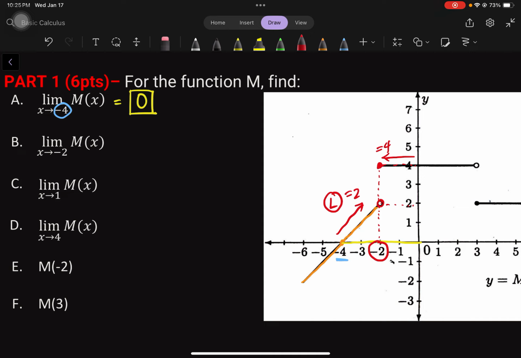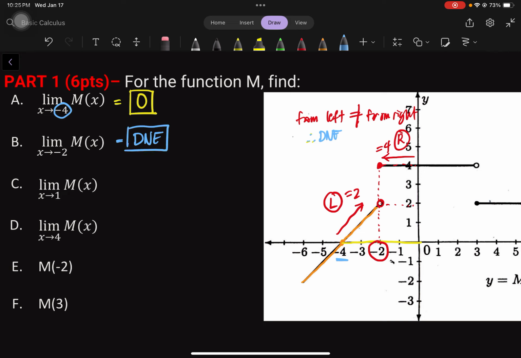So, the second case ng ating paghanap ng limit using the graph, once na magkaiba po yan, yung approaches natin from the left and from the right, hindi equal, automatic ang limit na sinasagot natin ay does not exist. Okay? Therefore, letter B, ang sagot natin, does not exist.